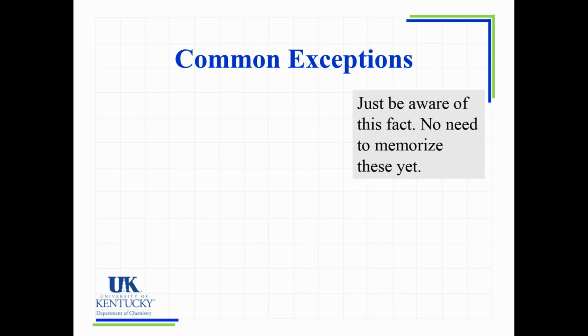Okay, there are some common exceptions. I want you to be aware of the fact that not everything out there gets named by this nice systematic system that we're learning. Why are there exceptions? Because the name of the compound got really ingrained in our language before this system was developed. And so we couldn't let go of the name.